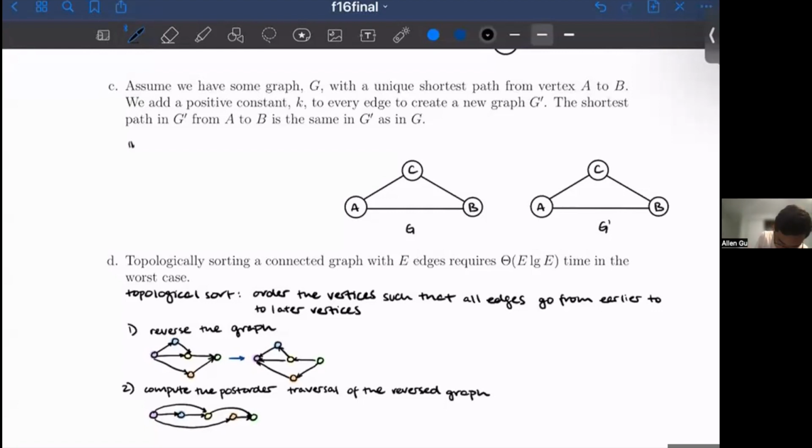In G, let's just say we have some path. We aren't looking at any specific example yet, but let's say we have a path from A to B that has length D. How is this path length going to be affected when we add a positive constant K to every edge to create G prime? Well, in G prime, the path length should be D plus K times the number of edges in the path.